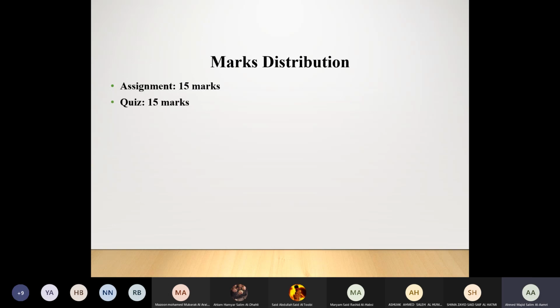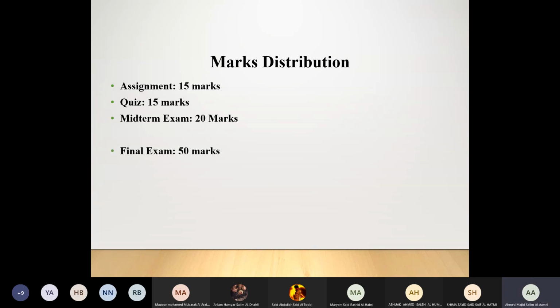There will be only one quiz. Previously, there were two tests. Now we are going to have only one quiz, and that quiz is going to be for 15 marks. So one assignment, one quiz, each one of them for 15 marks. Then we are going to have a midterm examination. Last semester, there was no midterm, only test 1 and test 2. Now we have a midterm and a quiz: one quiz and one midterm.